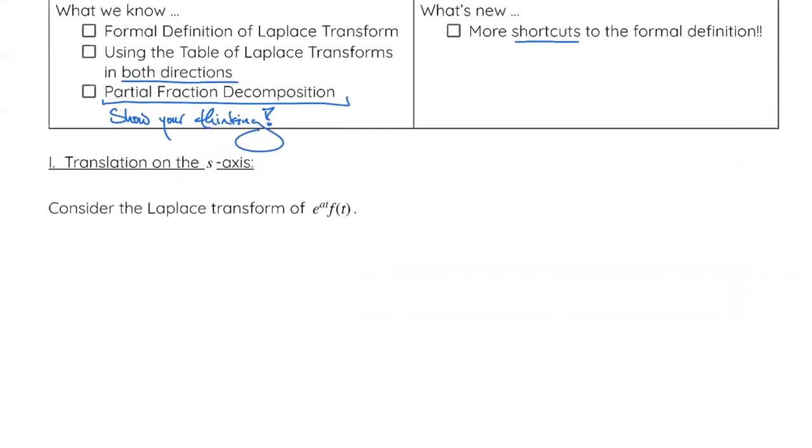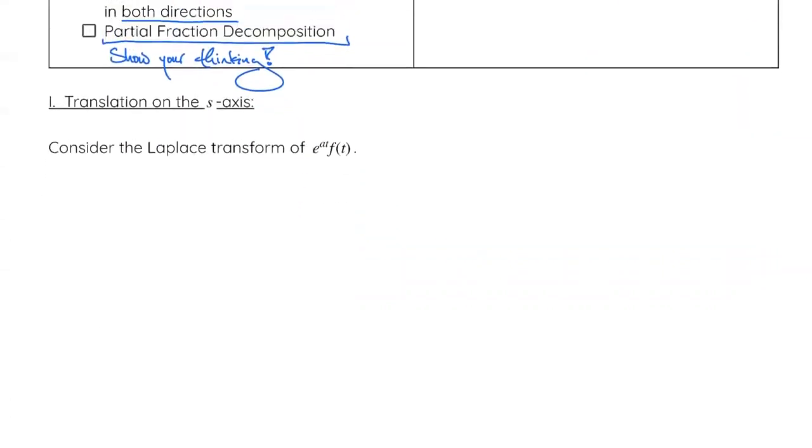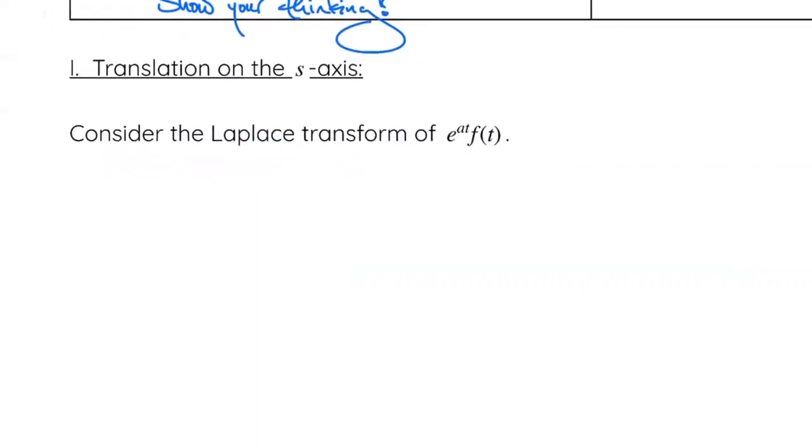And so this section is really all about translations. We're going to take a look at translations on the s-axis today, and if we have time, we'll start to take a look at translations on the t-axis as well. And so let's start by considering this particular function, e to the at f of t. What we want to think about is taking the Laplace transform of that particular function, okay?